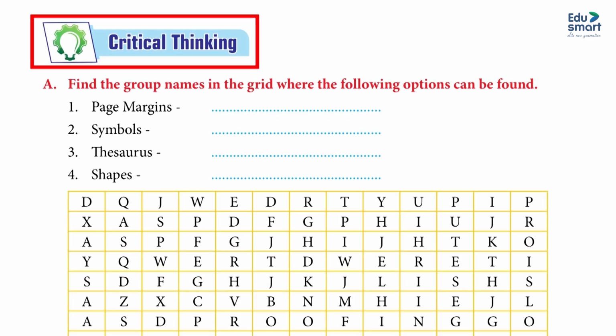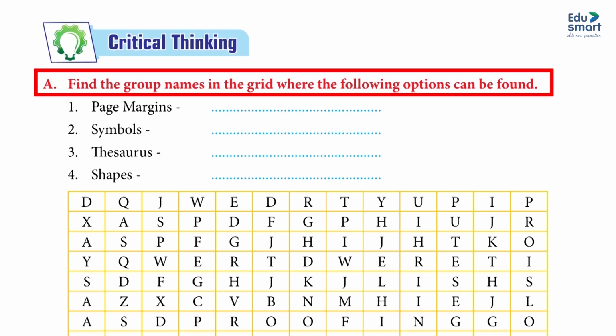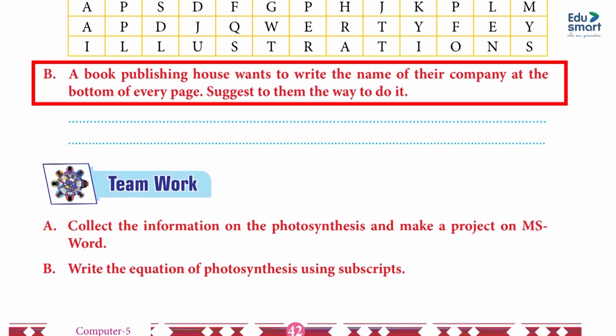Critical thinking. A. Find the group names in the grid where the following options can be found. Answer: do it yourself. B. A book publishing house wants to write the name of their company at the bottom of every page. Suggest to them the way to do it.